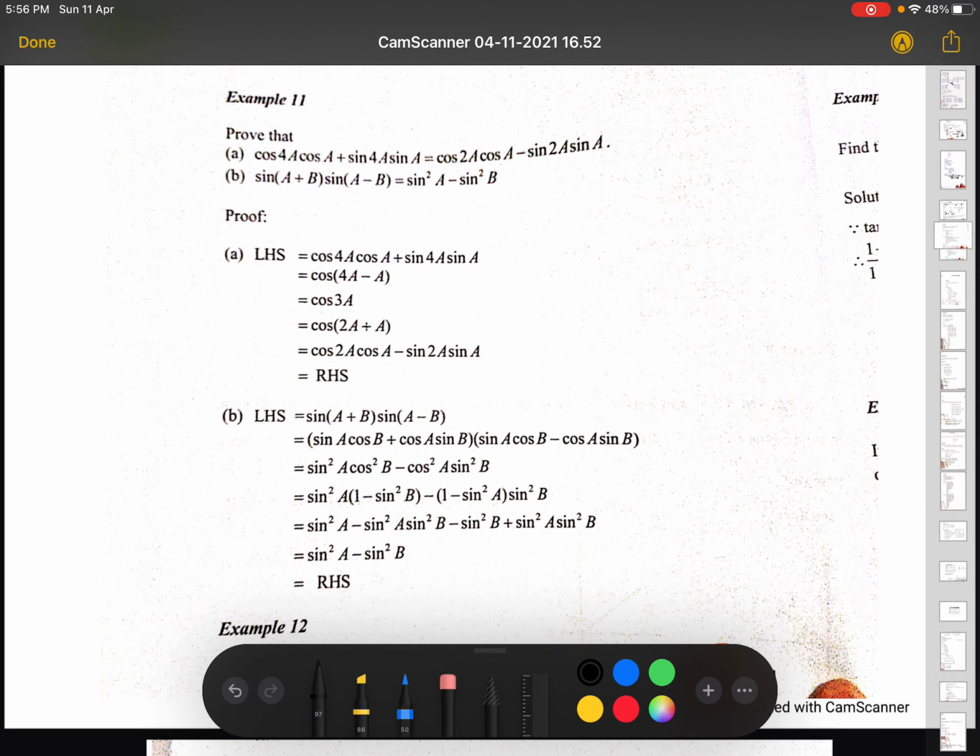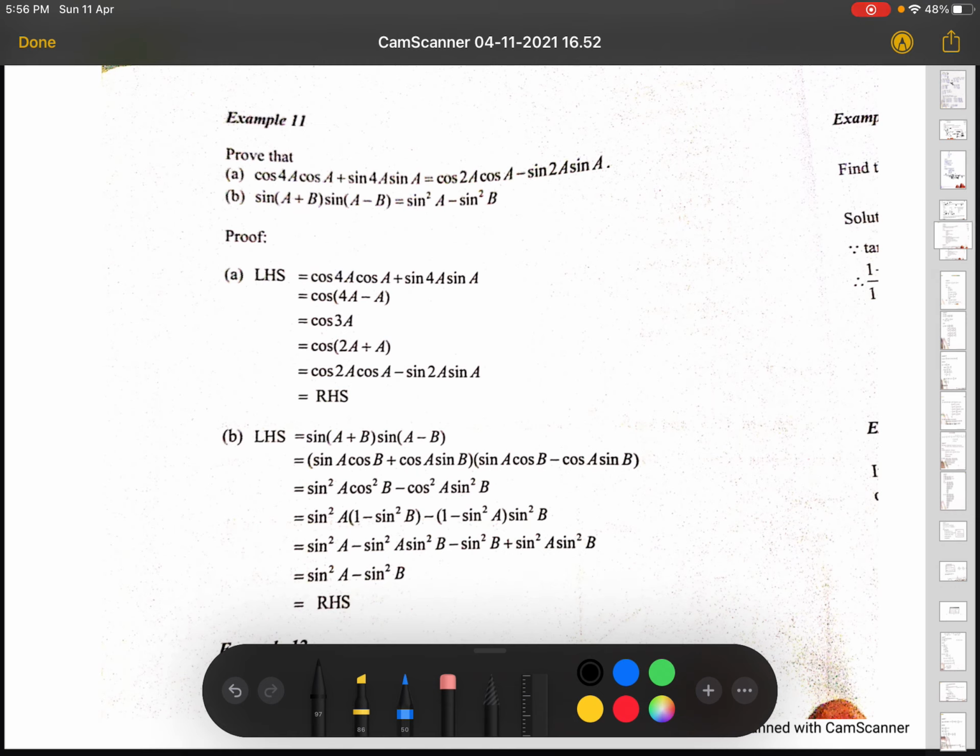And then how about this one? Cos 4A cos A plus sin 4A sin A equals cos 2A cos A minus sin 2A sin A. How do I prove this? At first thought you would think, okay, maybe I should let 4A equal 3A plus A. But no, you don't want to do that. Instead what you want to do is look at this thing. Doesn't this seem like cos of 4A minus A?